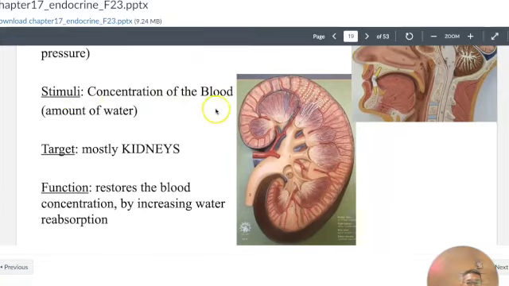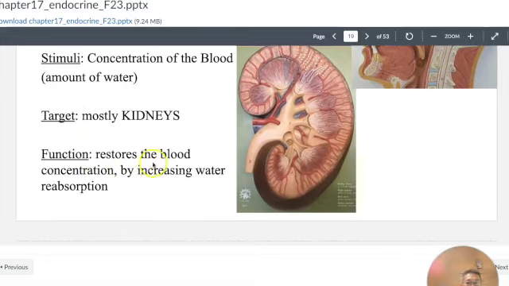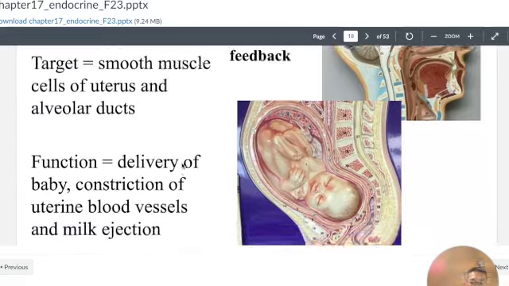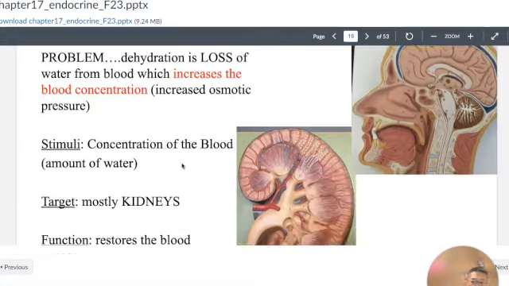Stimuli is the concentration of blood, amount of water. Target, the kidneys. Function is to restore the blood concentration by increasing water absorption. So when you absorb more water, the blood will be more diluted. Okay. So that's the posterior pituitary, oxytocin, and ADH.